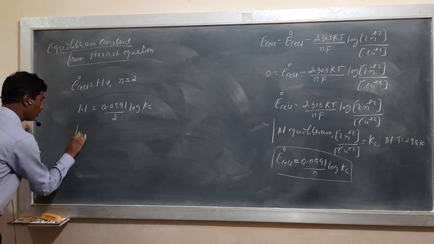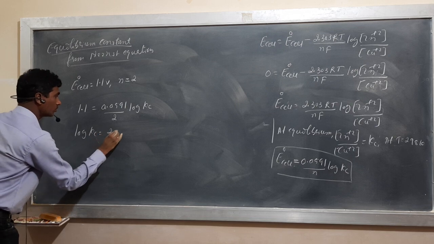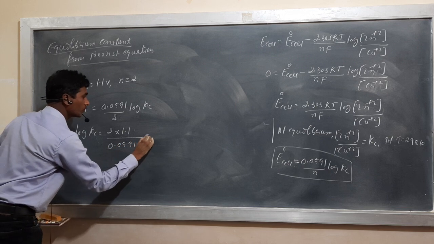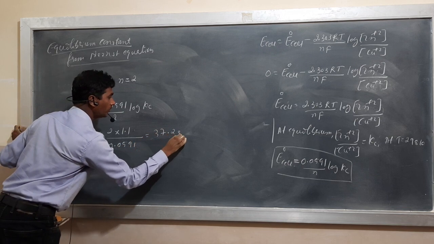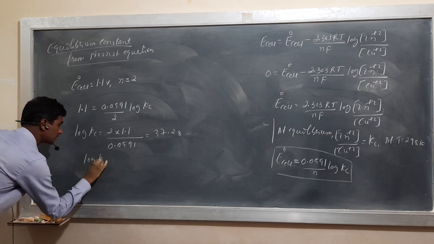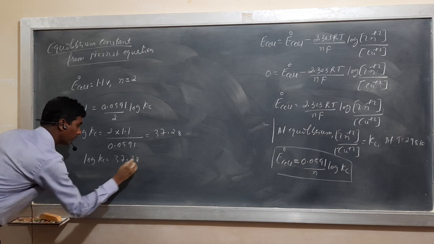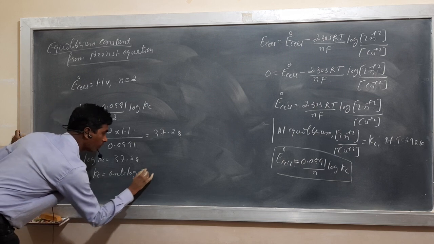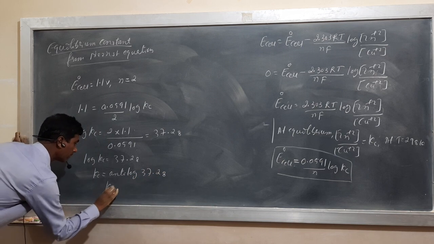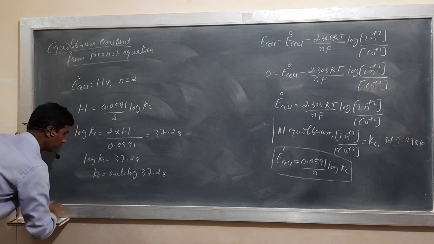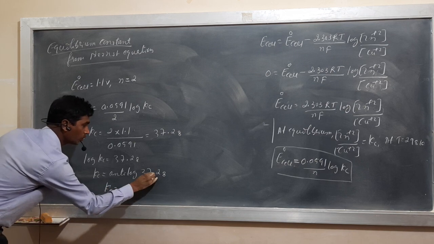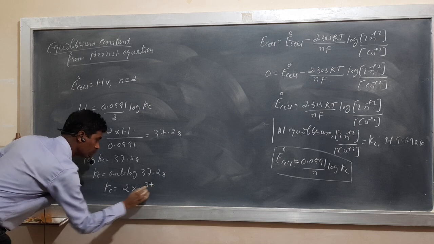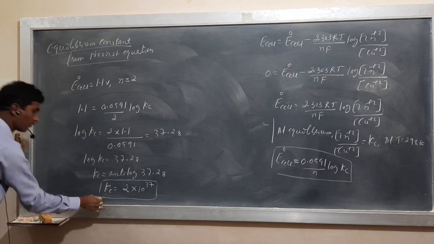Now log Kc is equal to 2 times 1.1 divided by 0.059, so we get 37.28. So log Kc is 37.28, and Kc is the antilog of 37.28. Kc means the equilibrium constant. The antilog gives about 2, and this is nothing but 37, so it is almost 10 to the power of 30. This is the equilibrium constant of the Daniell cell.